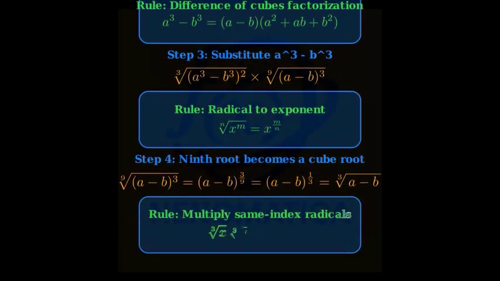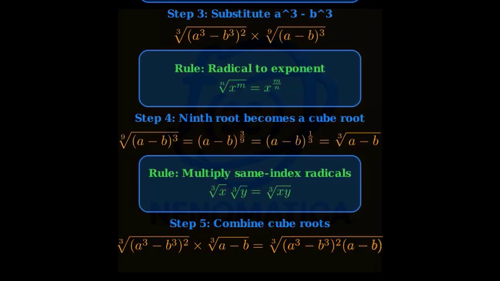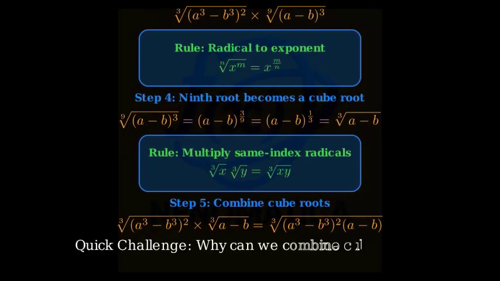Step 5. Multiply cube roots. One cube root times another equals a single cube root of the product. Quick challenge. Could you predict that final combination in step 5? Take a moment to think about products under the same radical index.